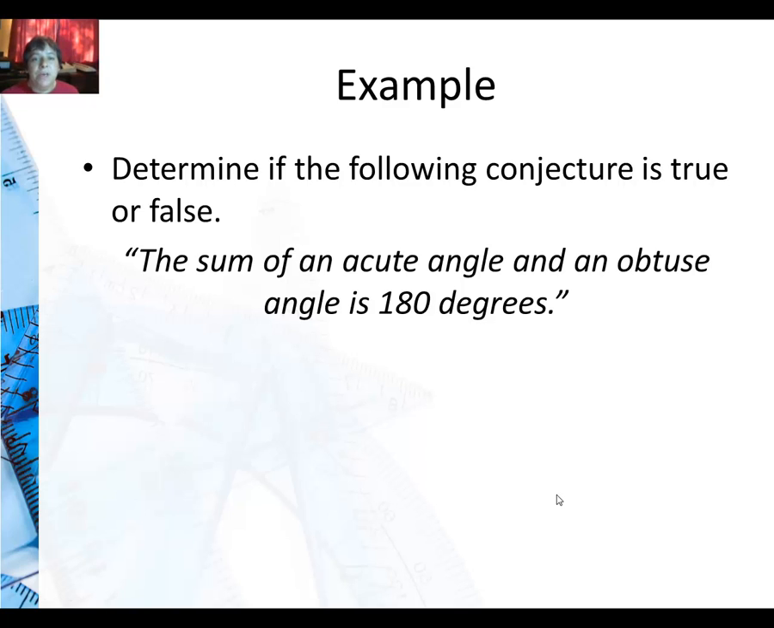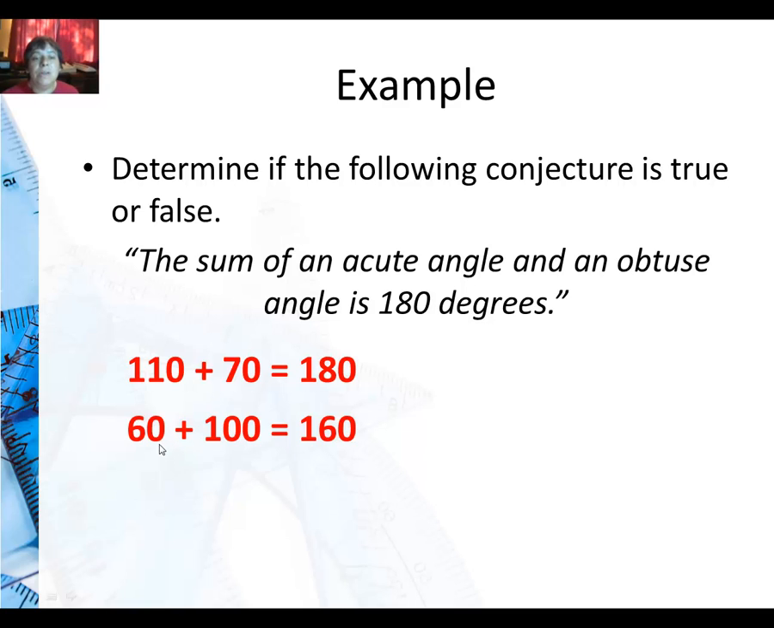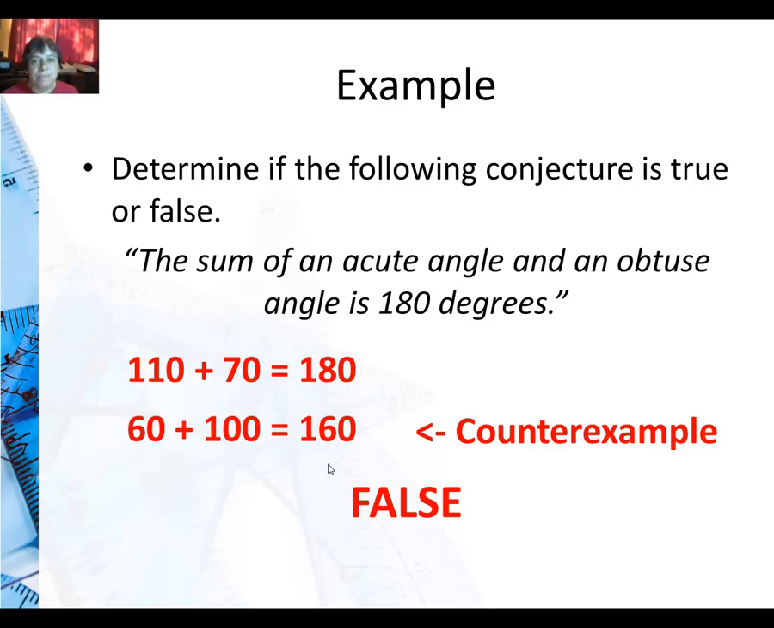Here's another example. Determine if the following conjecture is true or false. The sum of an acute angle and an obtuse angle is 180 degrees. You can come up with an example where it's true. So 70 is your acute angle and 110 is the obtuse angle. That's 180. Sure, that one works. That would be true for these two angles. But if I change it up just a little bit, 60 is my acute angle and 100 is my obtuse angle, then I don't get 180 degrees. This is called my counterexample, and my statement is false.